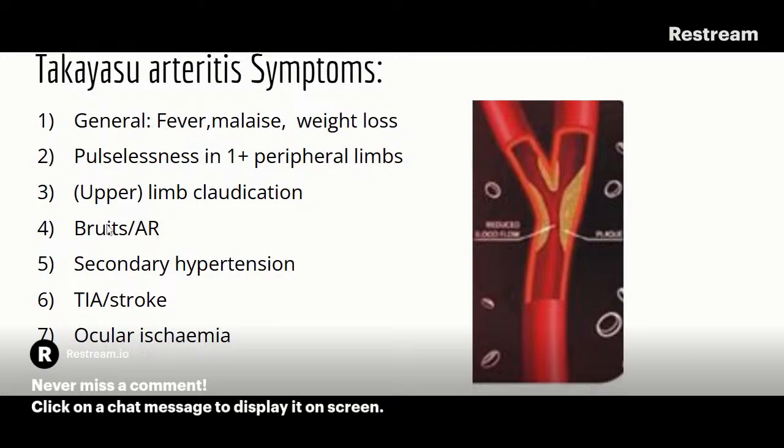You can have bruits when you listen to them. You can have an aortic regurgitation when you listen to them. You can have resistant secondary hypertension. You can have ocular ischemia, and you can have a vascular event like a stroke or a TIA. Now, from an exam standpoint, I'd expect the pulselessness, the limb claudication, potentially the bruit, maybe the secondary hypertension. I wouldn't expect these last two.